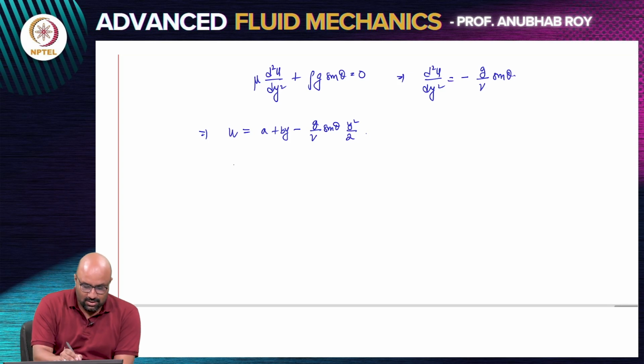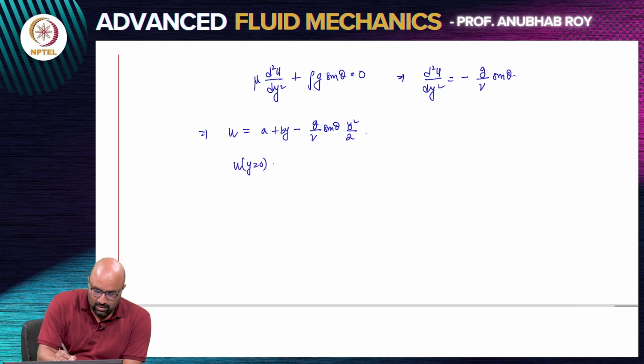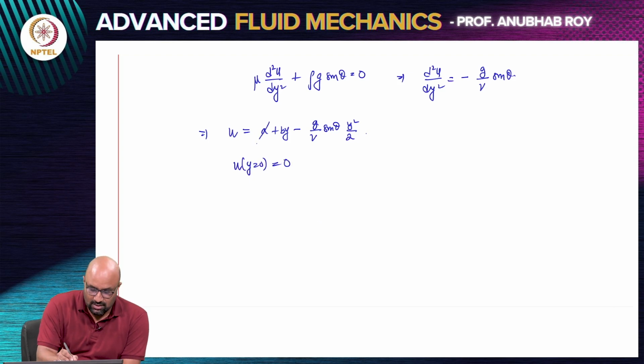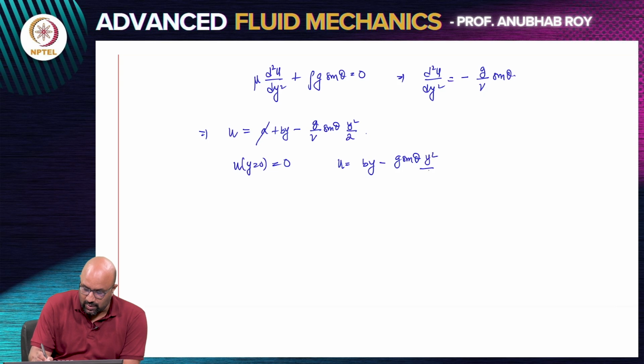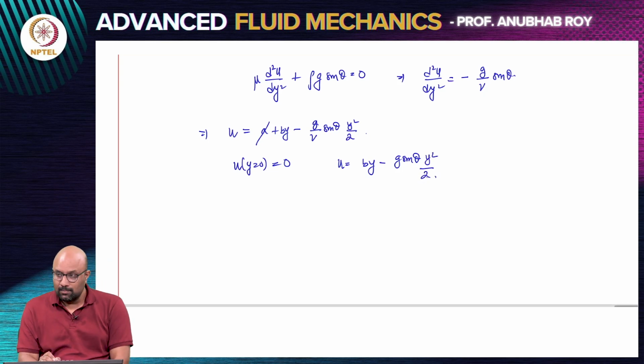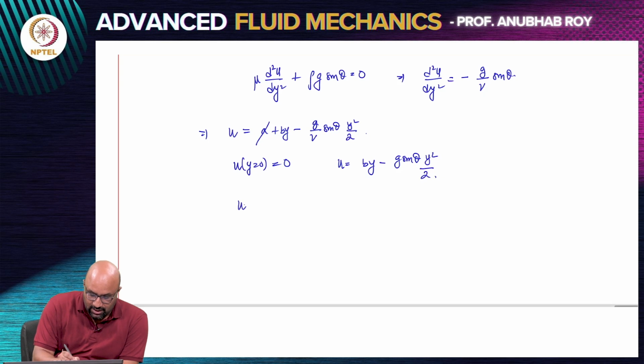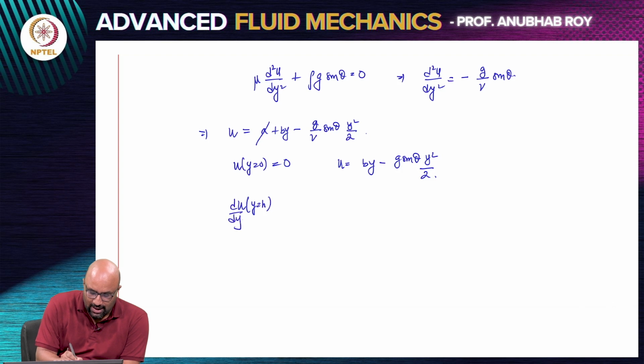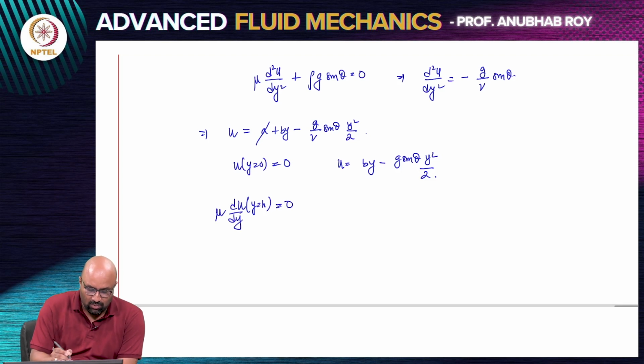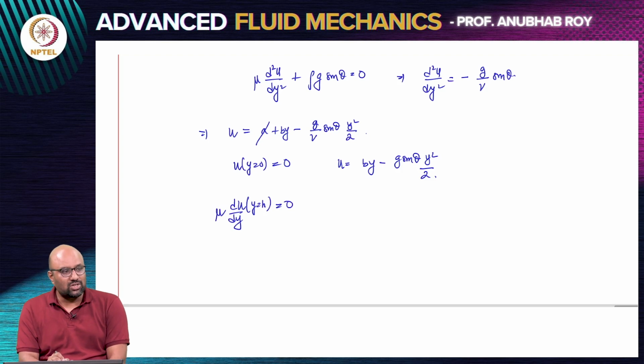Apply the boundary conditions. The boundary condition is u at y equals 0 is equal to 0, which means a is equal to 0. So, u is equal to minus g sin theta y square by 2. But the other boundary condition is at y equals h, it is not u, but rather du/dy which is 0. It is actually mu du/dy which is equal to 0, which translates to the fact that the velocity profile should have a maxima at the interface.